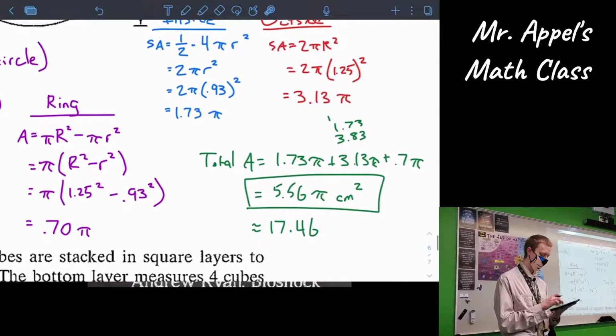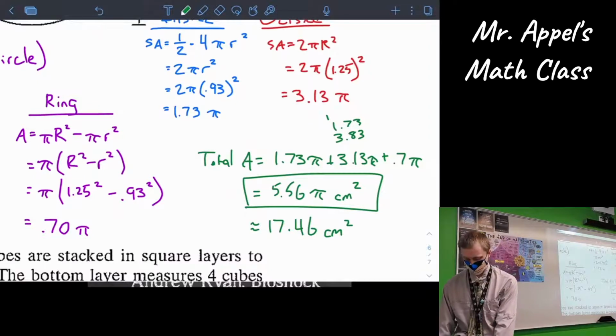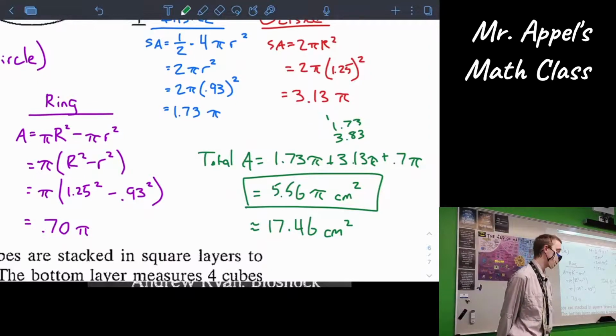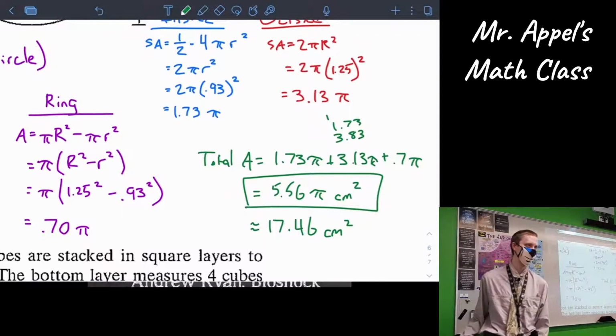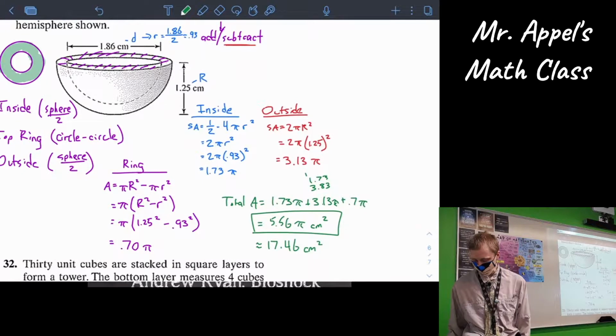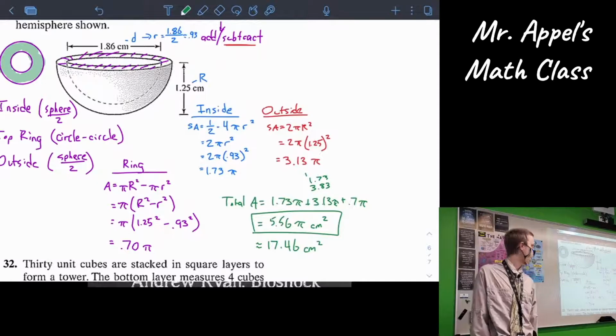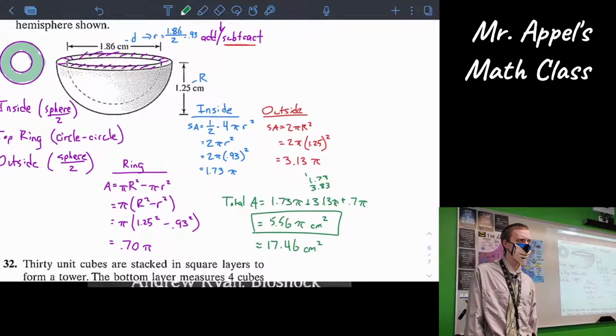That's pretty good. Right? Off by a 1,000th of a centimeter, guys. You can't find that on your ruler, right? So that's pretty good. Okay. Questions on that problem?